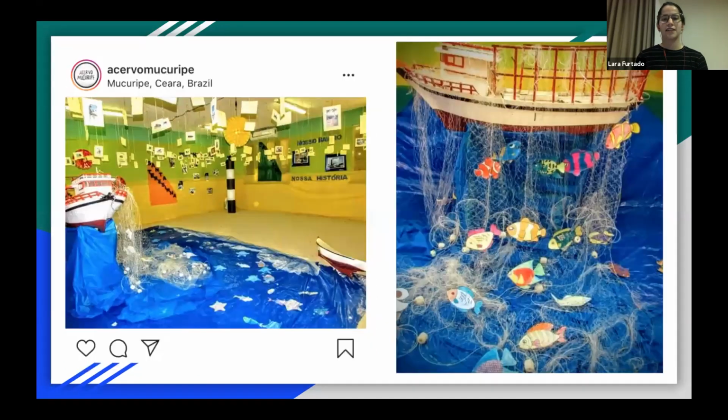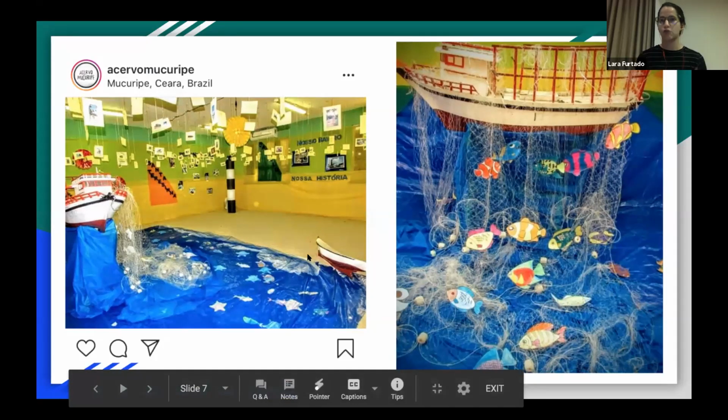So this is the project that these volunteers do. They also do a lot of work in schools, with activities with children where they highlight the fishermen and the culture of the fishermen, and they talk about our neighborhood, our history, to instill in children a sense of pride in their community.